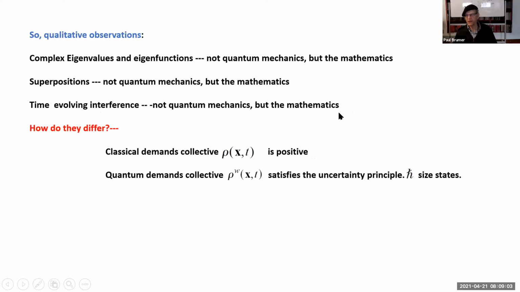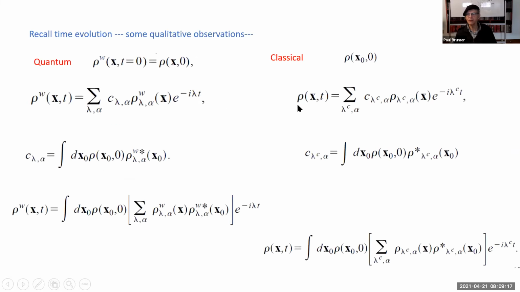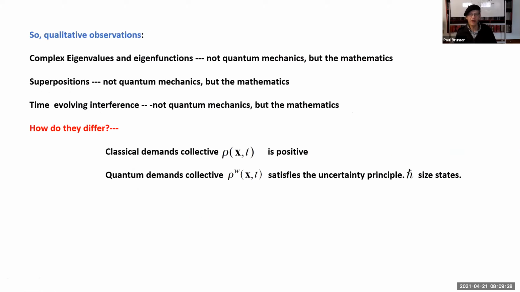So of course you immediately say, well, where do these things differ? And the answer in its simplest sense is that classical mechanics demands that this collective rho of x,t, I call it a collective rho of x,t because it's built from a superposition, many of these things, depends on the system, but these are complex functions. They add together, and classical mechanics demands that this thing is a positive everywhere function. Quantum mechanics demands that this rho Wigner satisfies the uncertainty principle, the states are of size dictated by h bar, and so on.